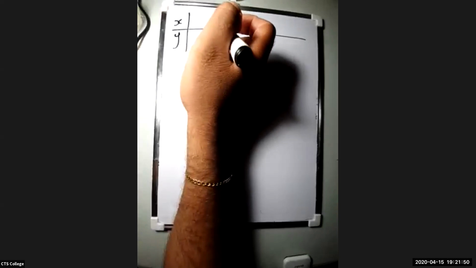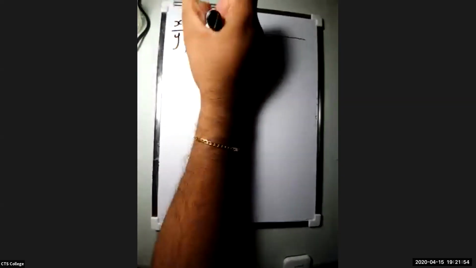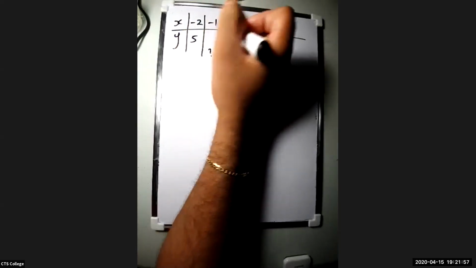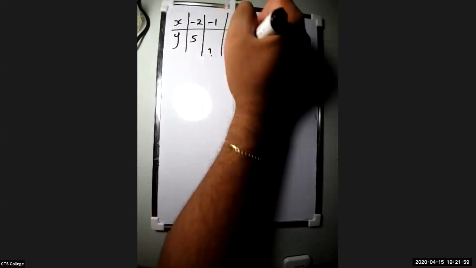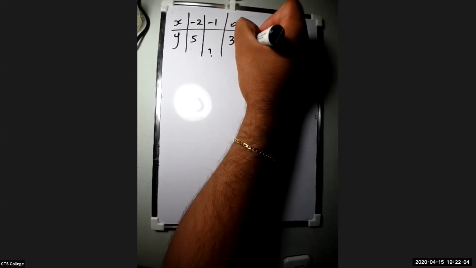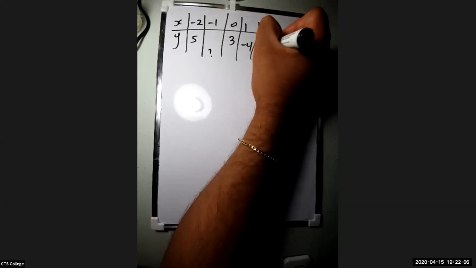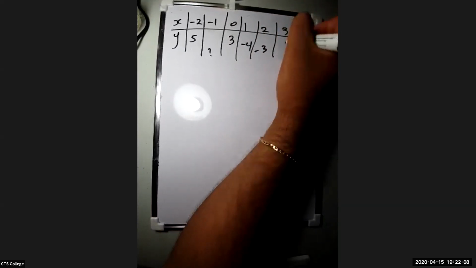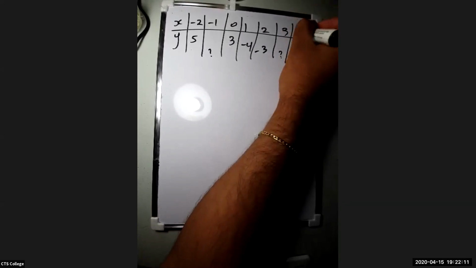Okay, so we are asked to complete the table of values, right? So we are given the x values and the y values. All right. I know some people are messaging, but I'm using my phone right now, so I would not be able to see WhatsApp messages, right? So -2, 5, -1, so we have to find out what this is. We got 0, -3, 1, -4, 2, -3, 3, we have to figure out what this is, and 4, 5.